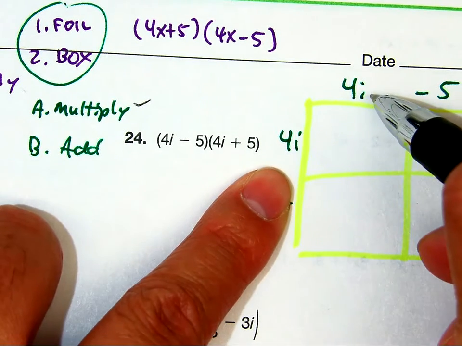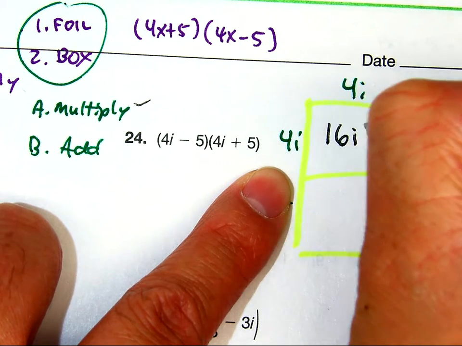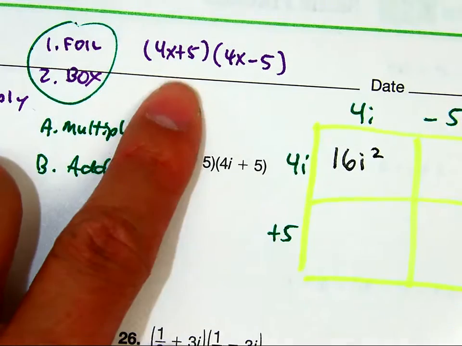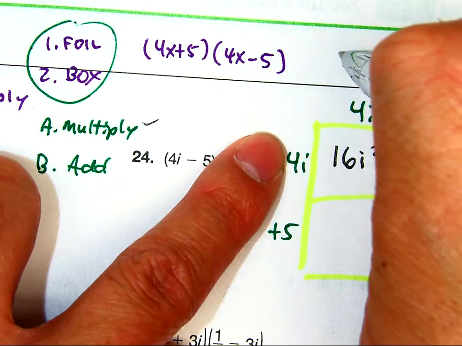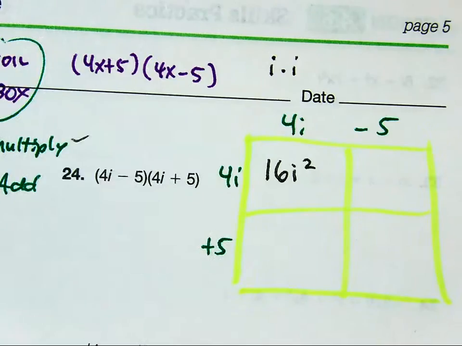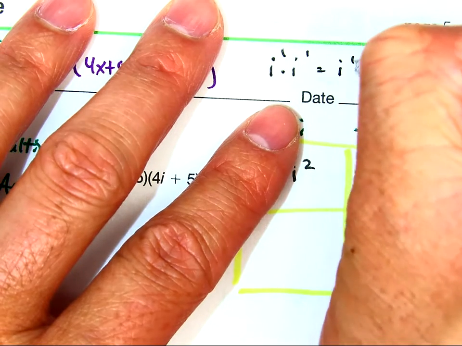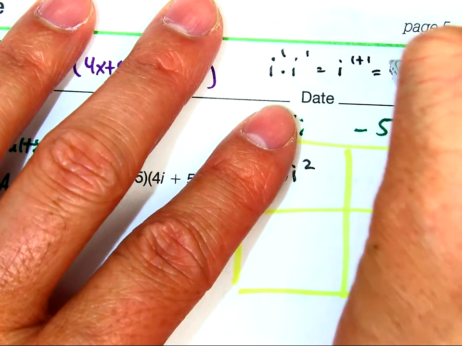4i times 4i is 16i squared. Remember, when you're multiplying the same base, you are essentially adding the exponents. So that would be i to the 1 plus 1, and that's why it becomes i to the second power.